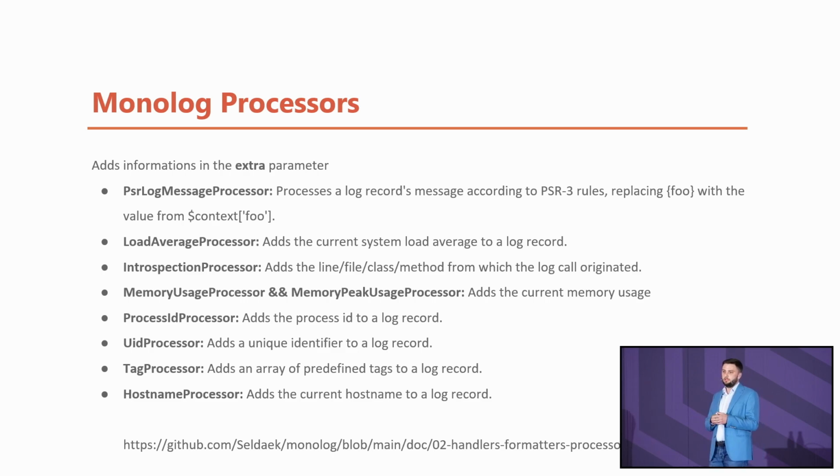Tag processor, for example, can be used if you want to know that a log was written with a specific version of the application. So you can customize, you can set the logger, for example, to include the build number or the application version. And hostname processor is useful if you have multiple hostnames, multiple servers, and you want to aggregate the logs at some point, and you want to know from which host each was originated.